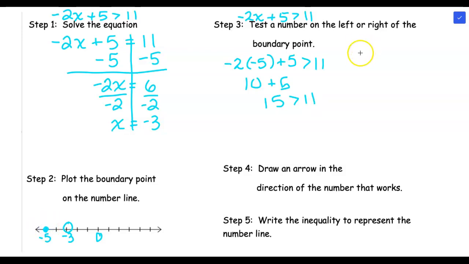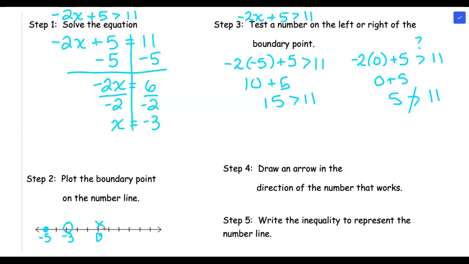If I happen to try another number, like to the right, we'll try 0. Negative 2 times 0 plus 5, and check if that's greater than 11. I would have 0 plus 5 is 5. 5 is not greater than 11. That's a false statement. So it seems like this number over here doesn't work.